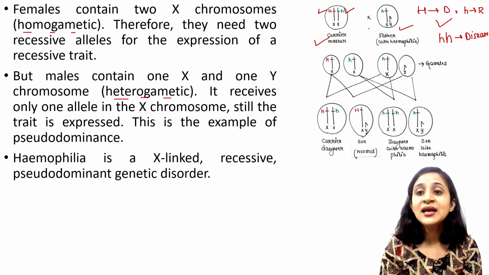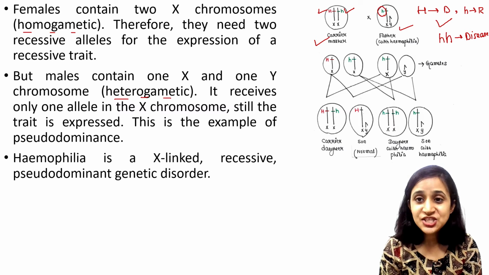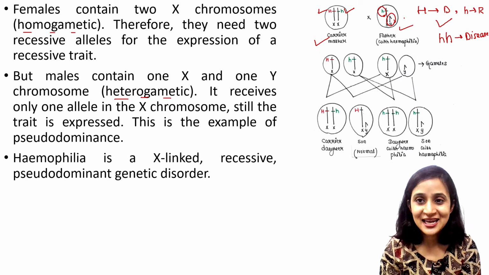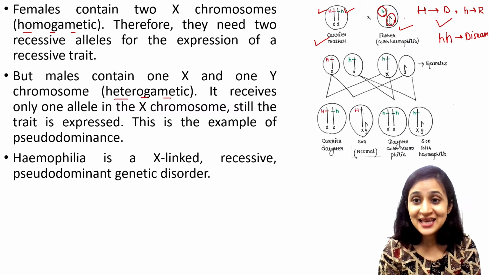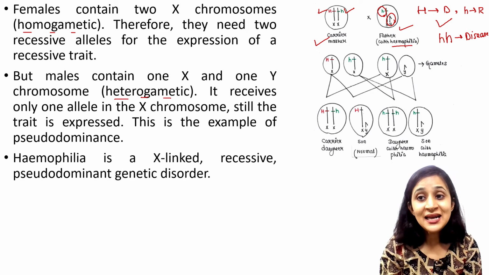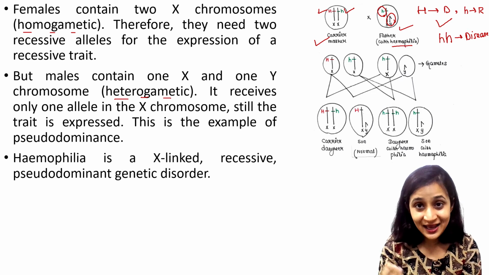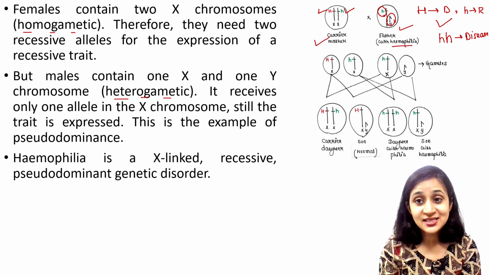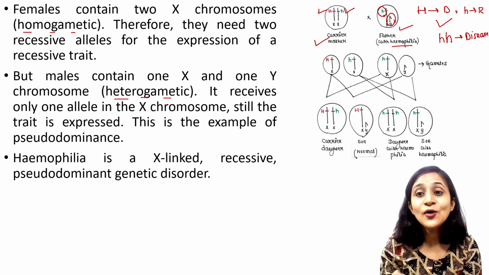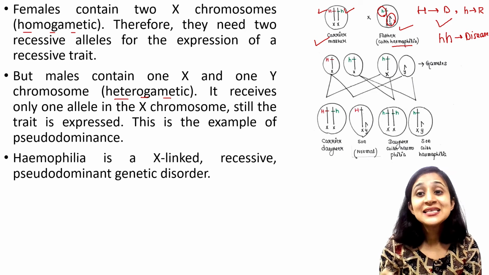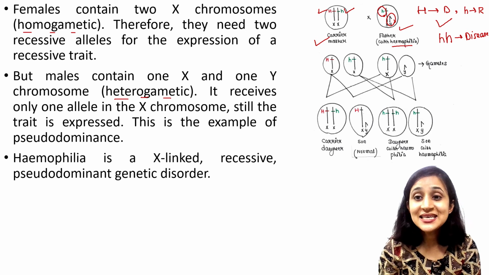In case of the father, he has a small h allele in the X chromosome, and he has one Y chromosome, and the Y chromosome does not have any such allele of hemophilia. So in this case, he will have hemophilia because only one recessive allele is present here, but it is present in only one X chromosome. It lacks another X chromosome. So this is the pseudodominance here, because only one recessive allele is present, still he is showing the disease hemophilia.